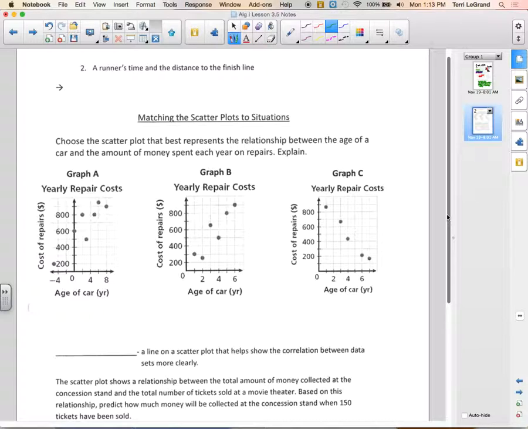So a runner's time, as the runner's running along and the time increases, what happens with the distance? It drops. It decreases because it's distance to the finish line, not distance run, but distance to the finish line. So Christian is right, it is negative correlation.